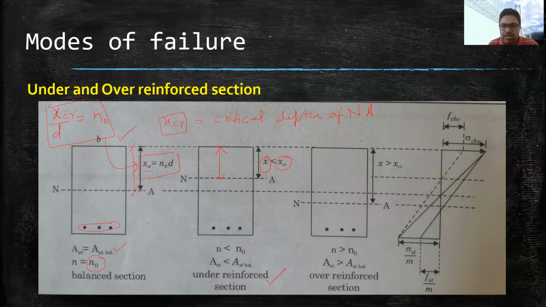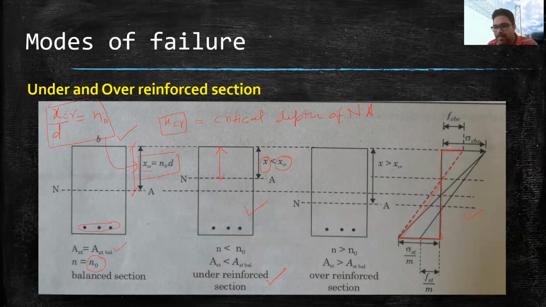Corresponding to this diagram, the fourth diagram is showing the stress diagram, and for the under reinforced section, the section will be considered up to this value. You can see this dotted line follows this path. Now you can see I have made the red diagram. This red diagram belongs to the under reinforced section.